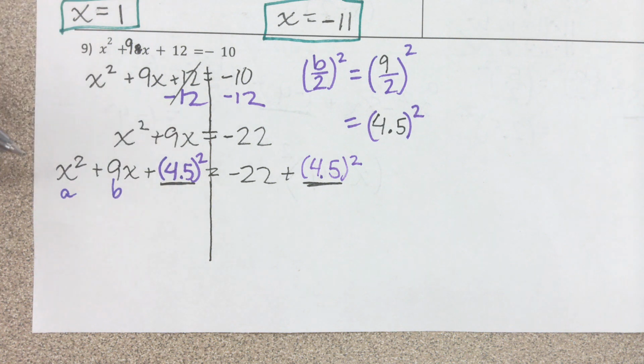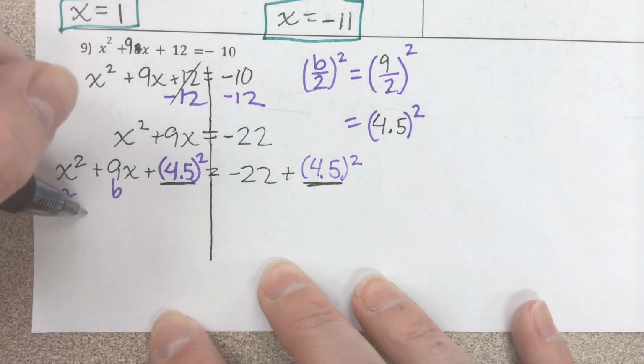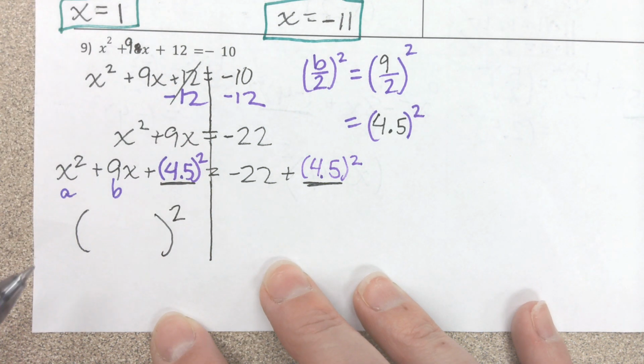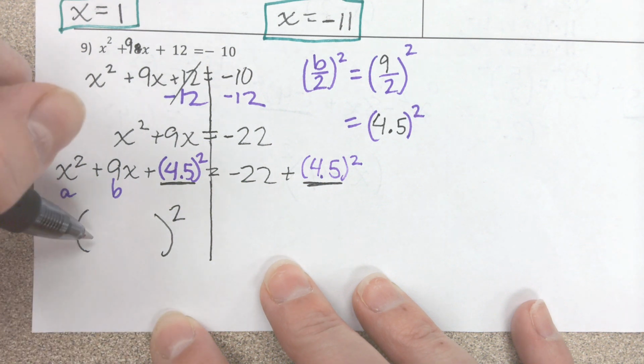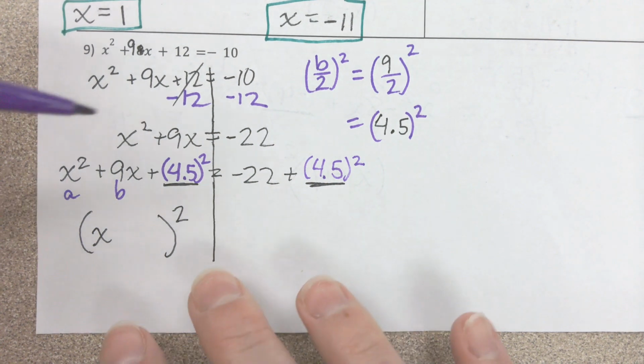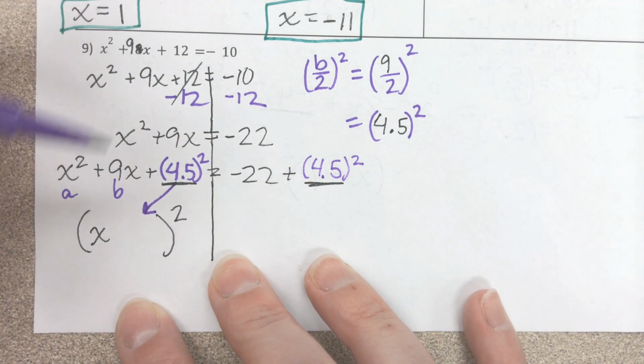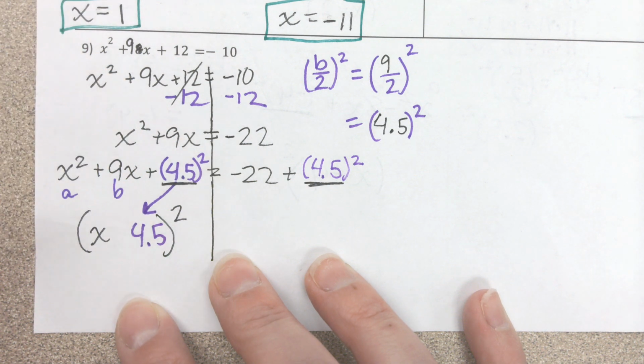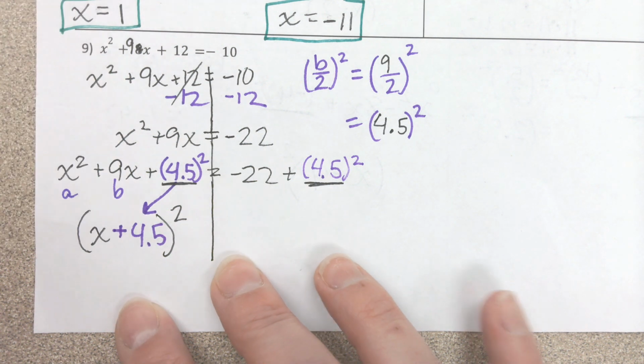Next, we turn this into its factored form. That's the trick we discussed. So we got our parentheses squared. X goes in the front, and this number goes in the back. This is 4.5, and it's a positive, so we need a plus 4.5.